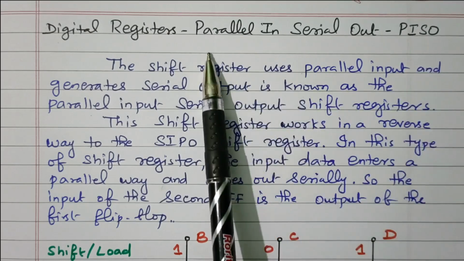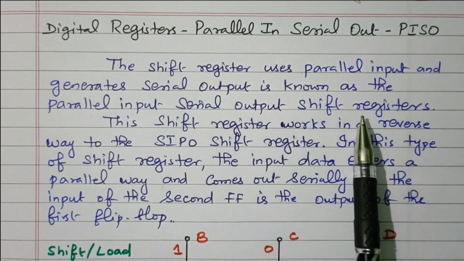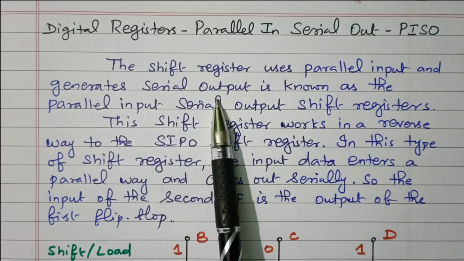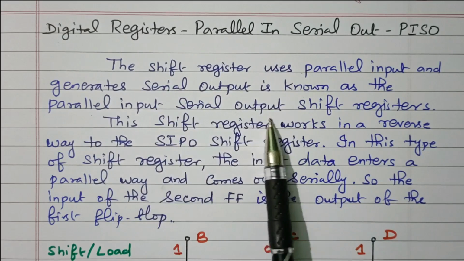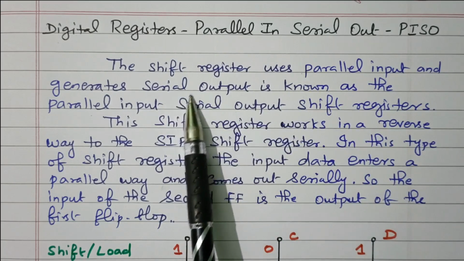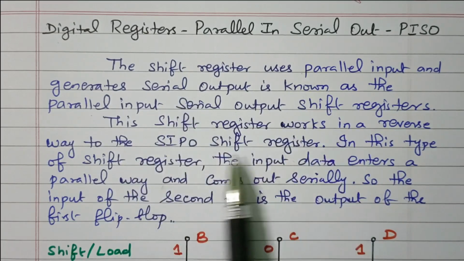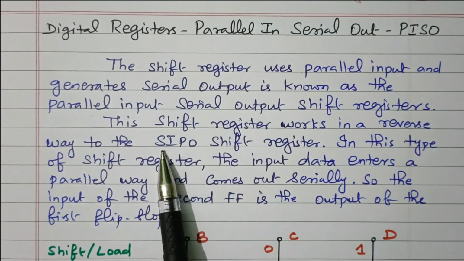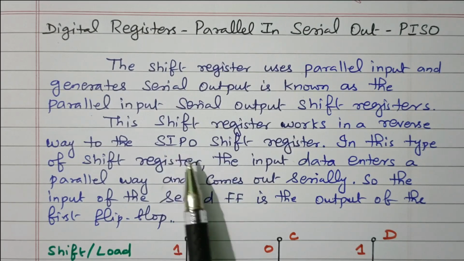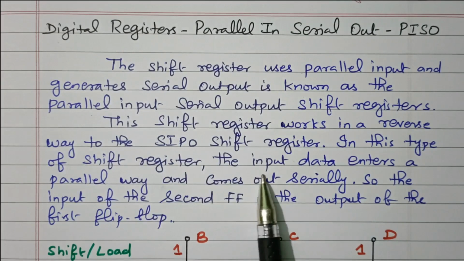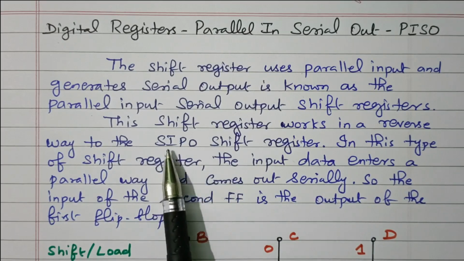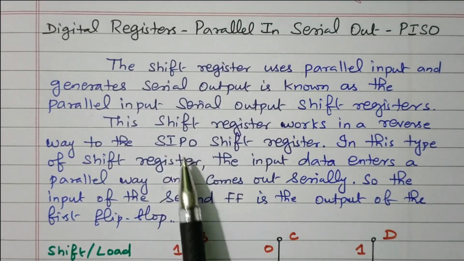Now we'll go to the topic, parallel in serial out digital register. The shift register that uses parallel input and generates serial output is known as a parallel input serial output shift register. The data is given parallelly and the output is taken serially. This shift register works in the reverse way of SIPO, serial input parallel output. In this type of shift register, the input data enters in a parallel way and comes out serially. But in SIPO, the data goes in serially and is taken out parallelly.